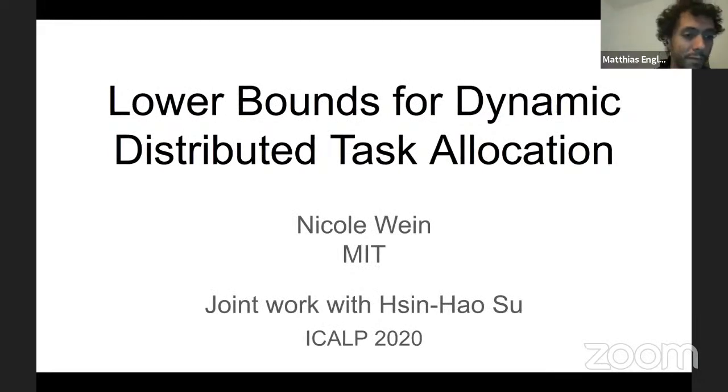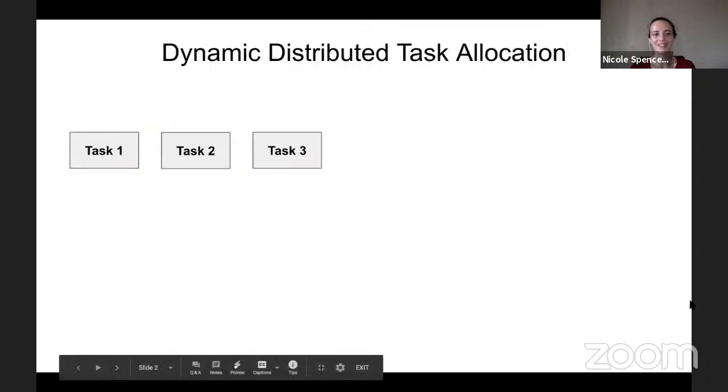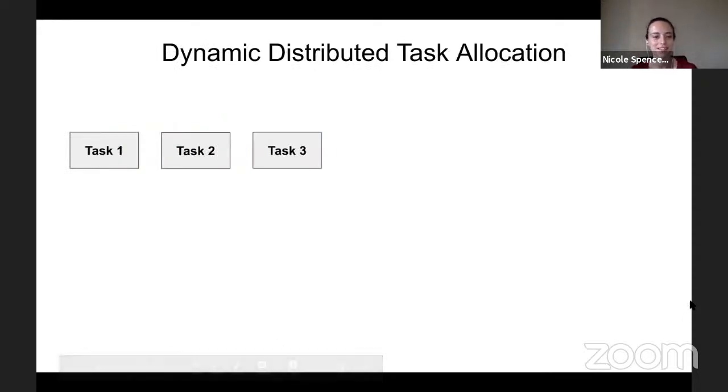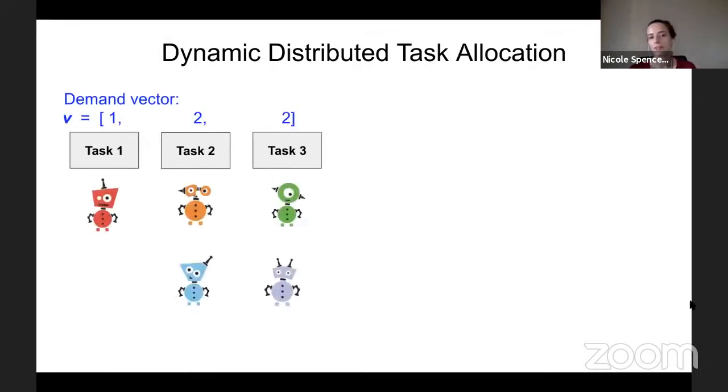Okay, so these 2 minutes will be just enough time to define the problem. This work is on lower bounds for dynamic distributed task allocation, and it's joint work with Xinhao Su. So here's the problem. We're given a set of tasks, and we also have a set of agents. The agents need to allocate themselves to the tasks in order to satisfy the demands of the tasks. We're given a demand vector, which specifies how many agents are needed for each task. Here it's 1, 2, 2, and the agents are allocated accordingly.